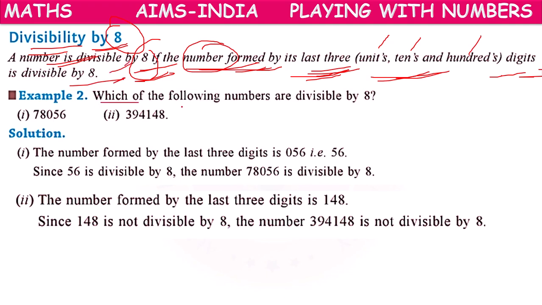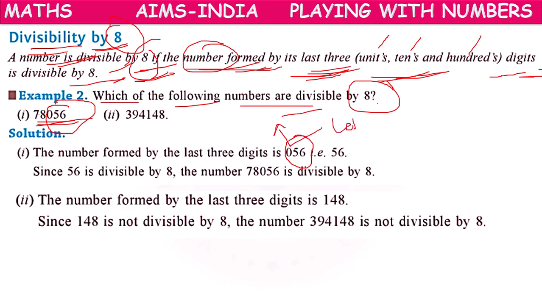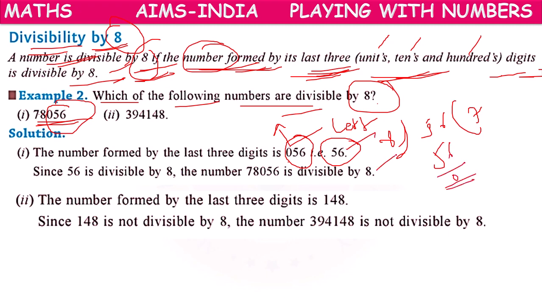Example: which of the following numbers are divisible by 8? You have this first number, 78056. What are the last 3 digits? 056. But the 0 is at the extreme left, so it does not have any value. We can write it as 56. 56 is divisible by 8. 8 sevens are 56, remainder 0. So the total number is divisible by 8.